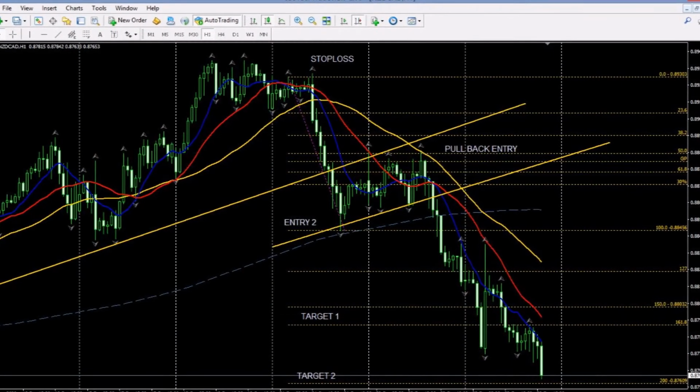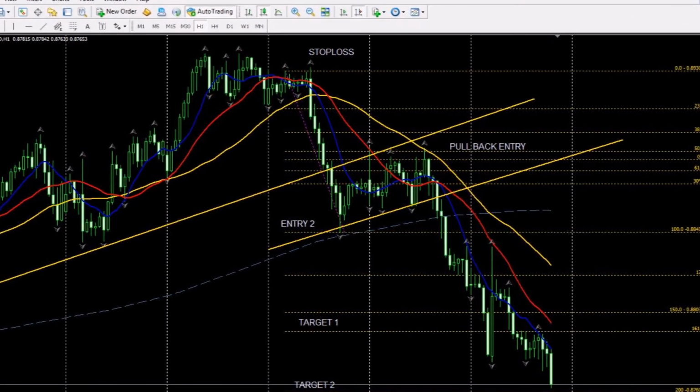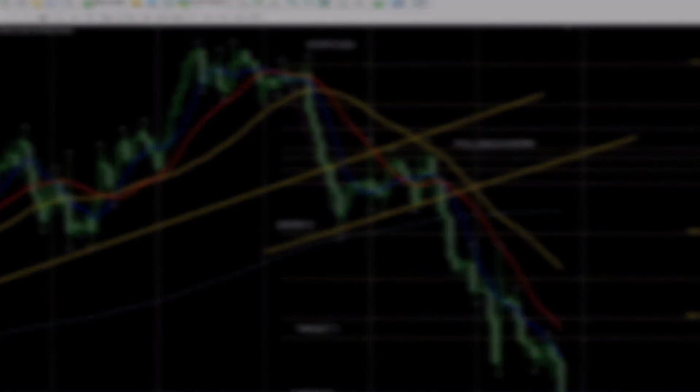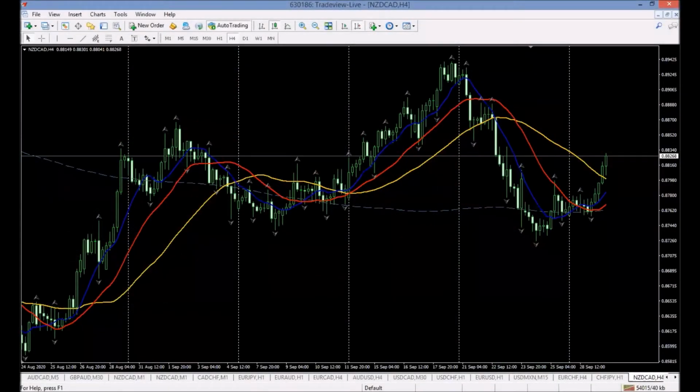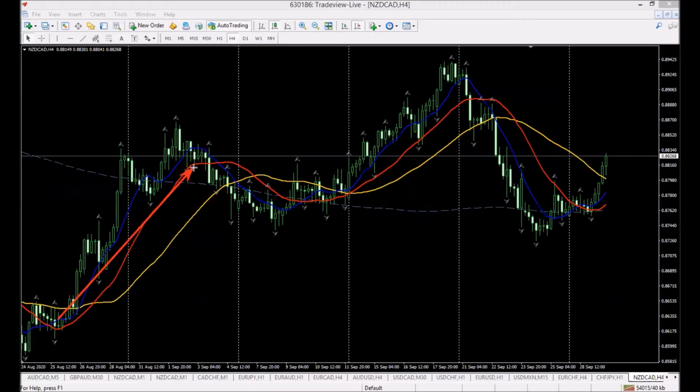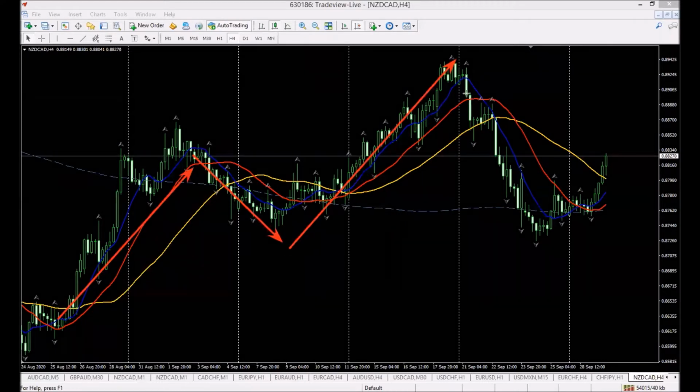Let's get to it. Let's see how this exceptionally phenomenal trade played out. Okay, traders, let's have a look at this exceptionally beautiful trade. As you can see, what does the market do? It goes up, comes down, goes up, goes down, and now it's going back up. Okay, very interesting.